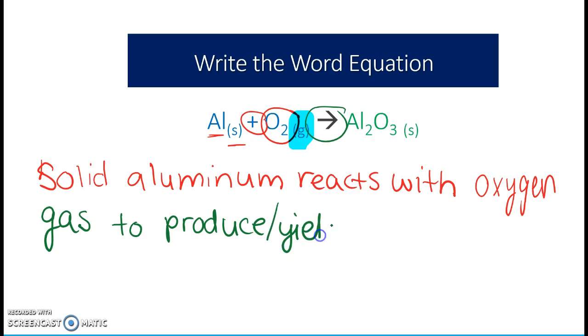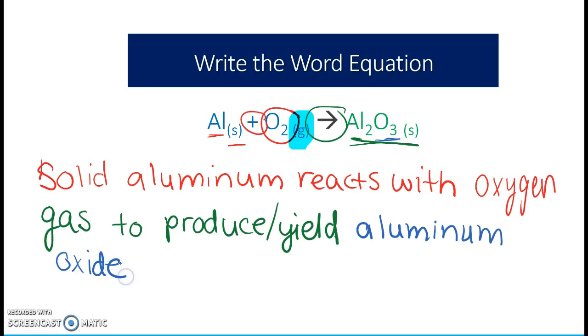Either word works. And then an ionic compound. I need to figure out the name of this. So ionic compounds, you name the metal first, and then the nonmetal with the ide ending. Aluminum is not a metal with more than one charge, and so you don't need Roman numerals. And this aluminum oxide is a solid. So we're going to insert that here so that it reads to produce or yield solid aluminum oxide.